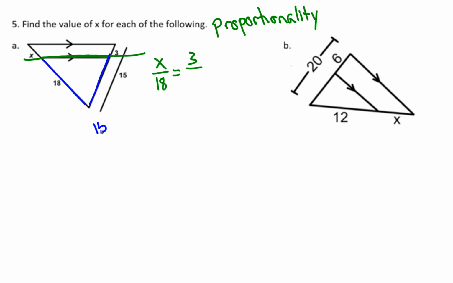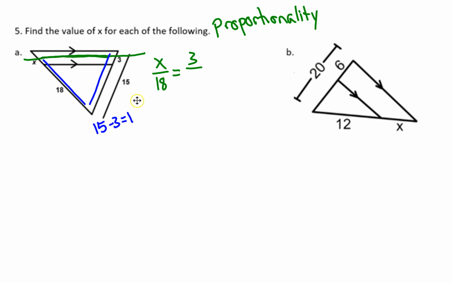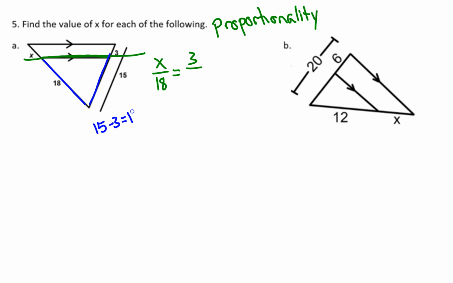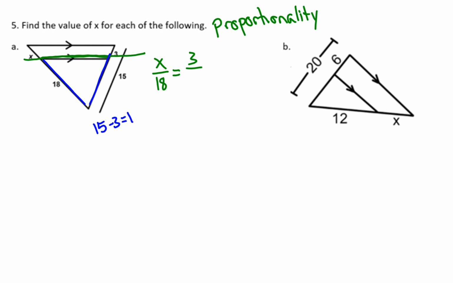The whole line's 15 and that part's 3. So what we can do is we can say, well, 15 minus 3, that must be 12. So if that is 12, then our proportion is going to be 3 over 12. Now that we got this proportion set up, all you do is cross multiply and solve.